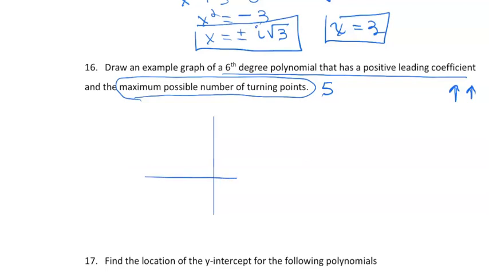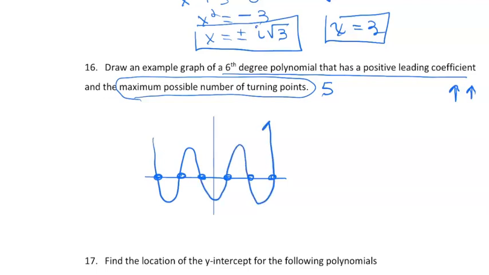Okay, so I know it has to be up, up. Let me just get some roots. I need 6 of them, so why don't I do 1, 2, 3, 4, 5, 6. So it's going to be up, up. I start up. I come in and out and in and out and in.